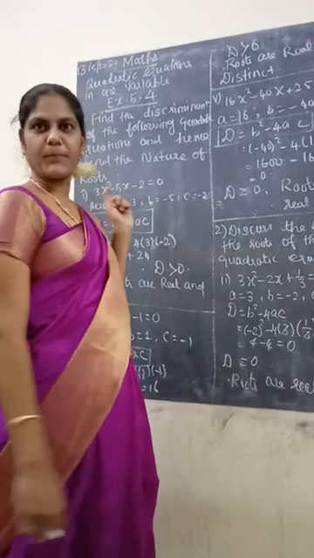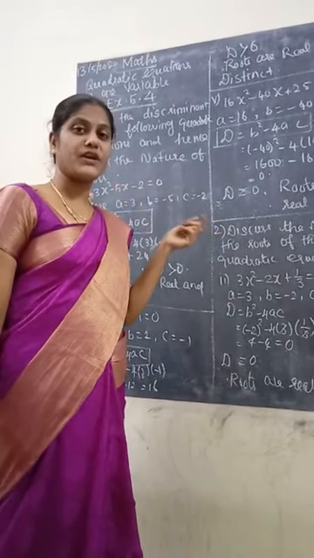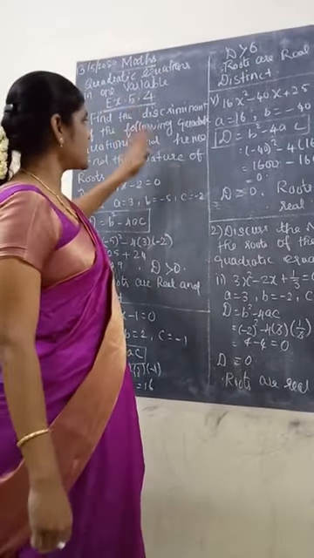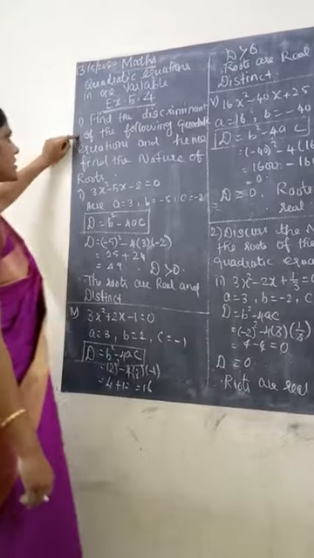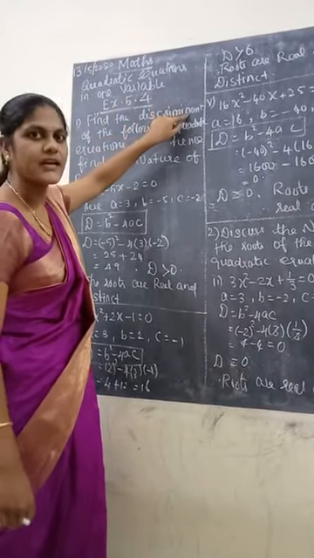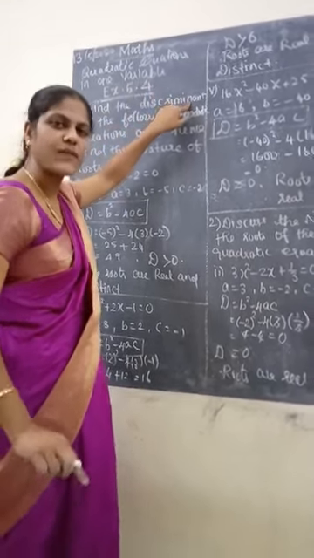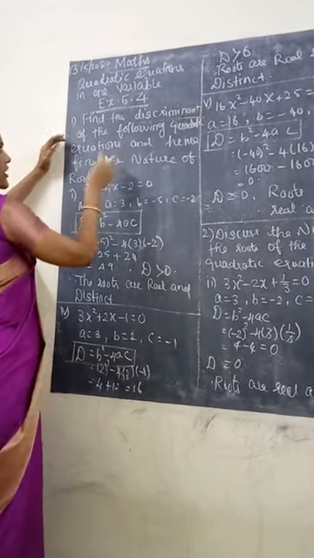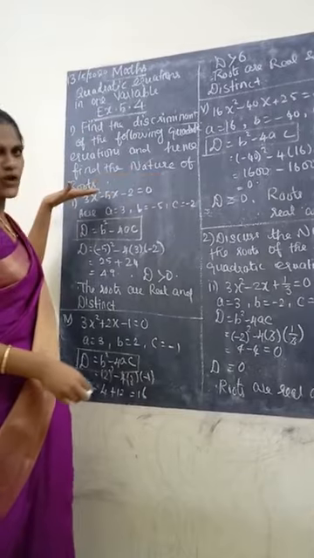Today's class is exercise 5.4. I already told you the conditions in a previous video. So listen, this is the exercise sum. See the first sum: find the discriminant. Discriminant D is equal to b square minus 4ac. Find the discriminant of the following quadratic equations and find the nature of roots.